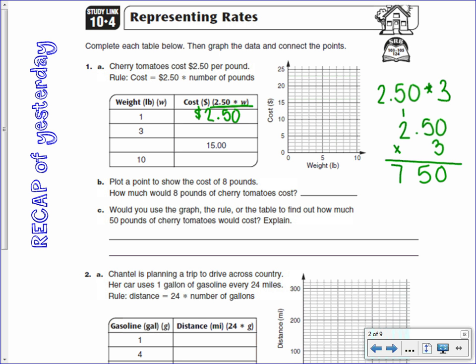Okay, how many decimals are in my question? 2, right? 1, 2. So how many do I need in my answer? 2. 1, 2.